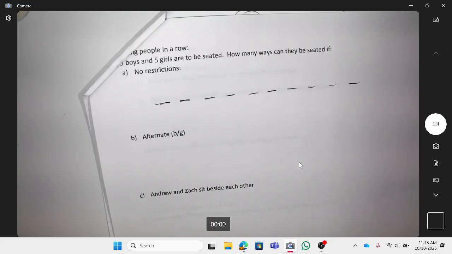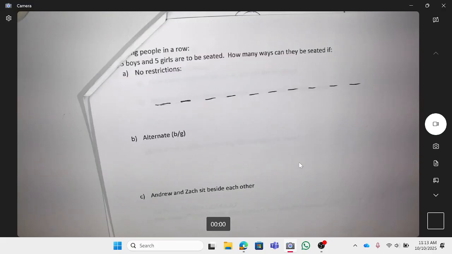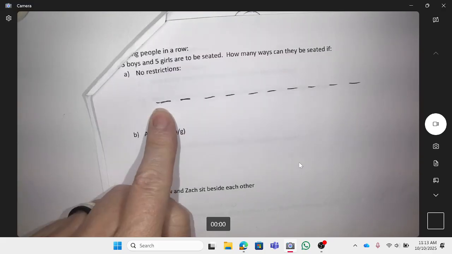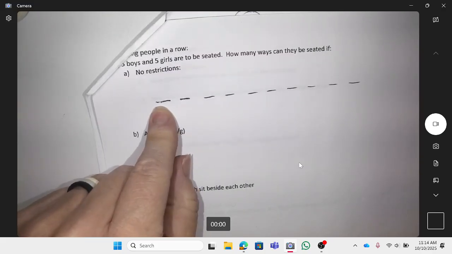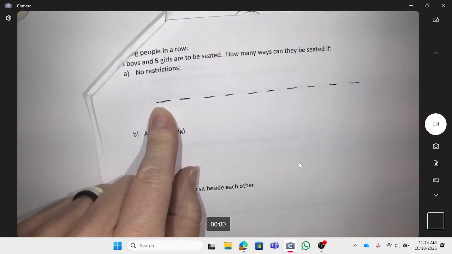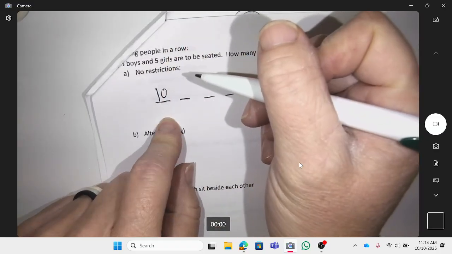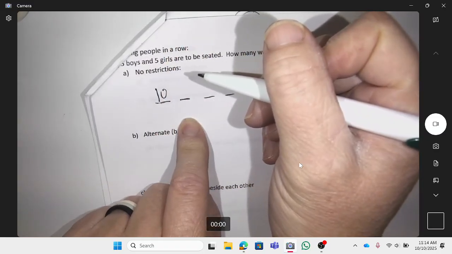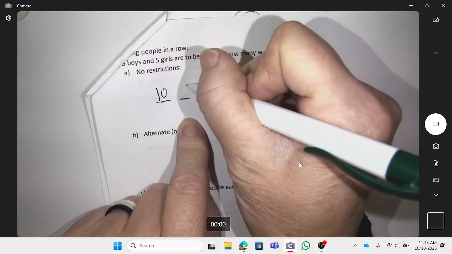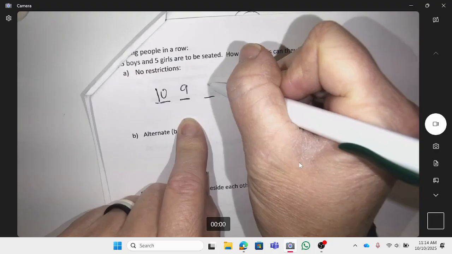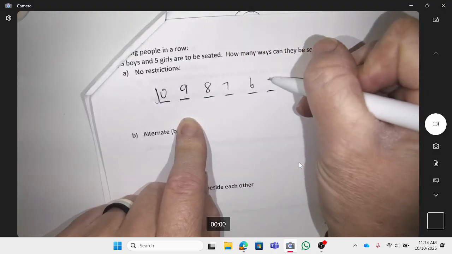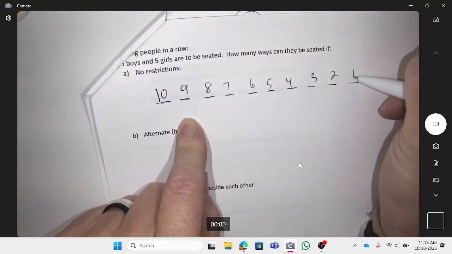Okay, so 5 boys, 5 girls, so 10 people. So if there's no restrictions, how many options do I have to put somebody in my first chair? 10. Once you put somebody in that chair, how many options would you have to put people in the second chair? 9, 8, 7, 6, 5, 4, 3, 2, 1.